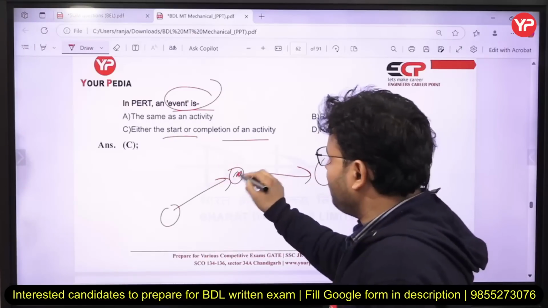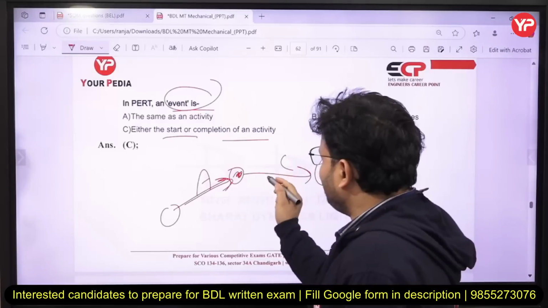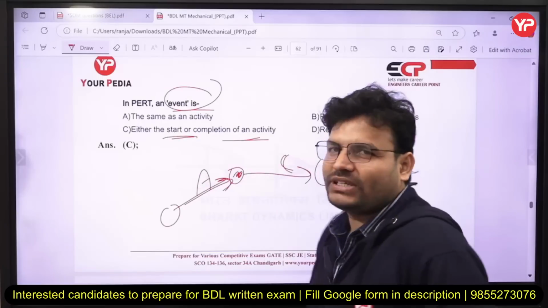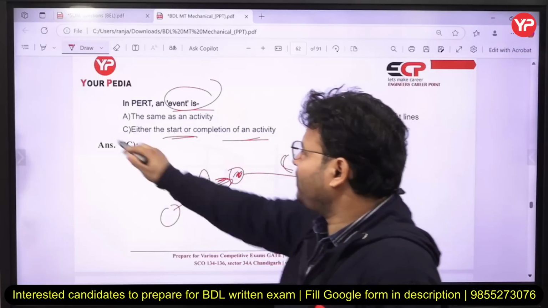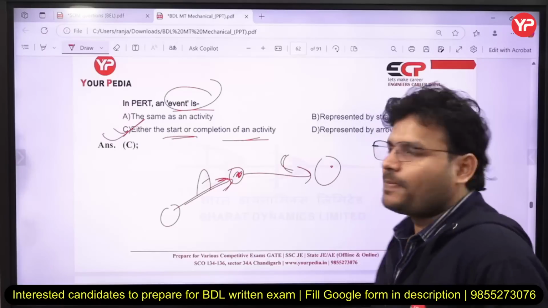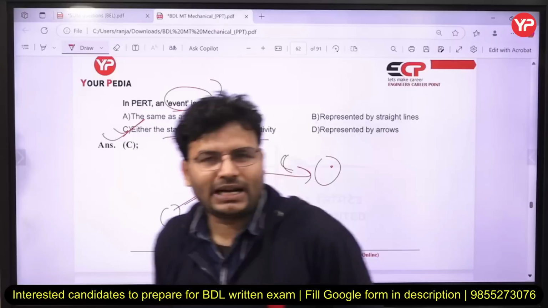This is the completion of activity A, and that is the start of activity C. So it can be either a start or completion of an activity. So the correct answer will be what, my dear friends? C for Chennai is the right answer in the case of PERT. Try to remember the full form, Project Evaluation and Review Technique. That is also going to be asked various times.